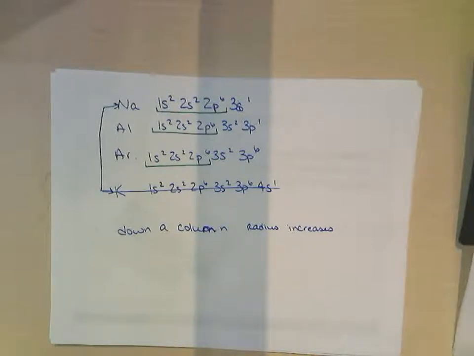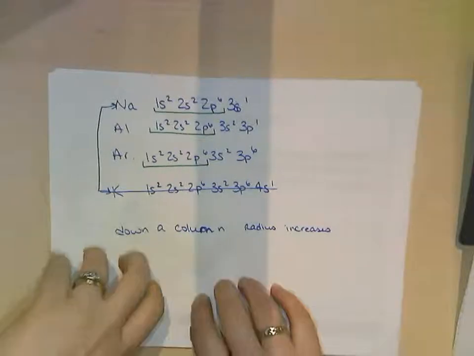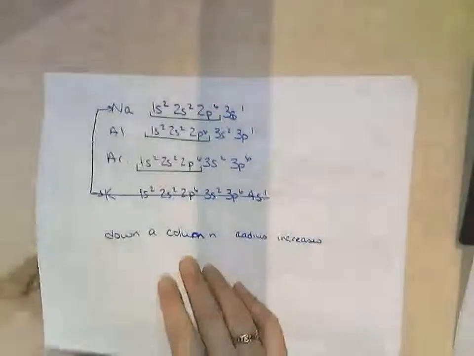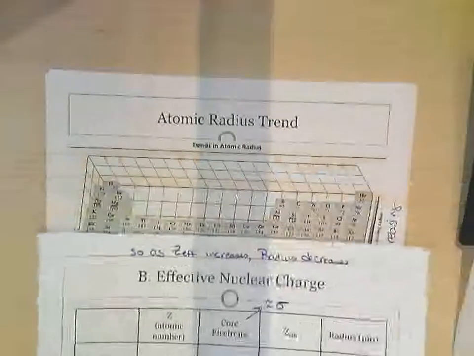How do we feel about Z effective? Besides the fact that I apparently tricked everybody by reading some numbers off the table. My fault. I didn't mean to do that.